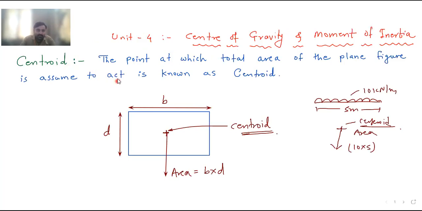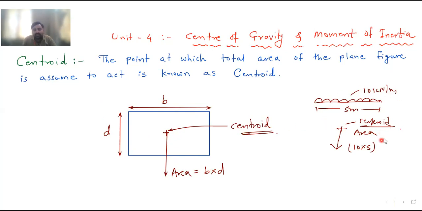Once again, I will tell you: the point at which the total area of the plane figure, meaning a two-dimensional figure, is assumed to act is known as the centroid. So this is the area, B into D. This area is acting through a single point. That single point is called the centroid.